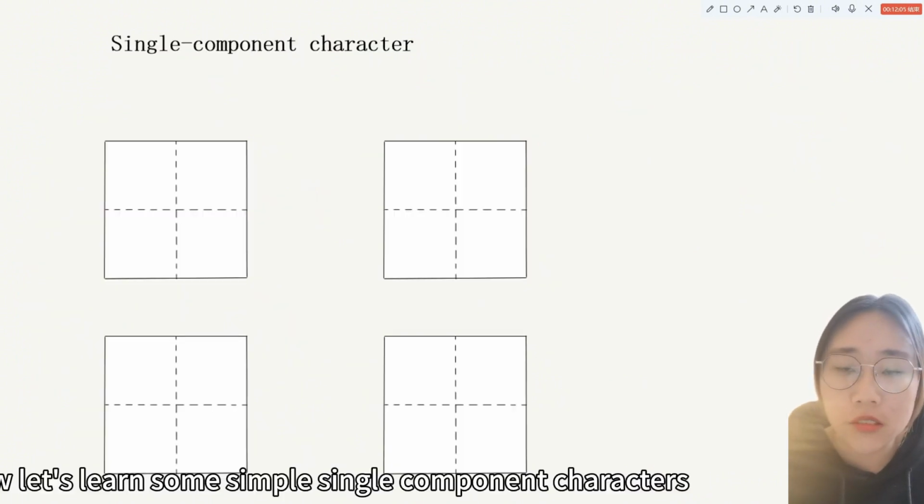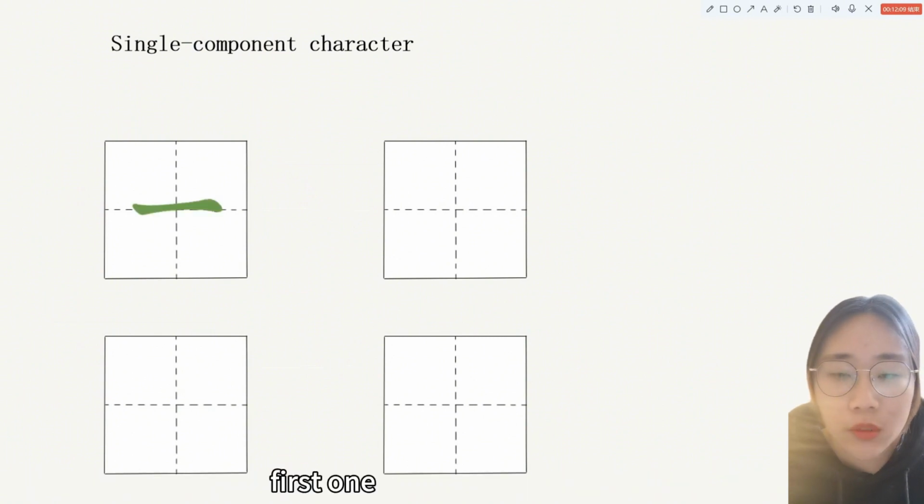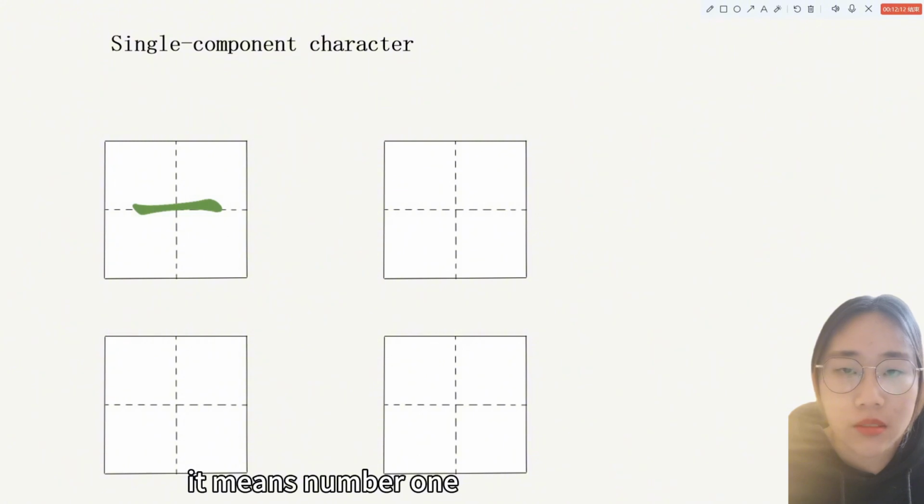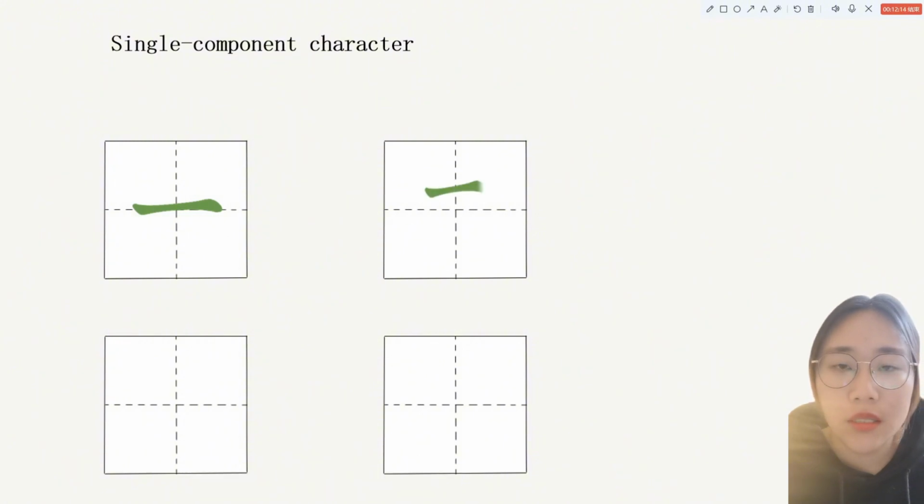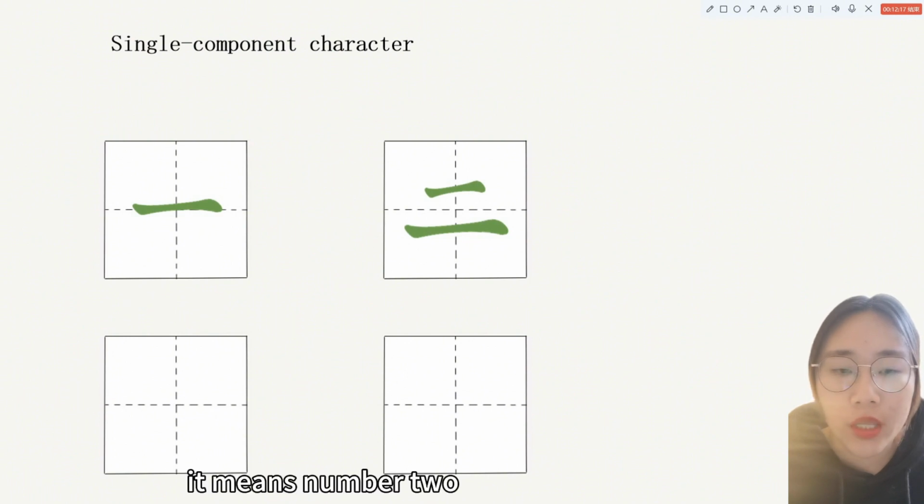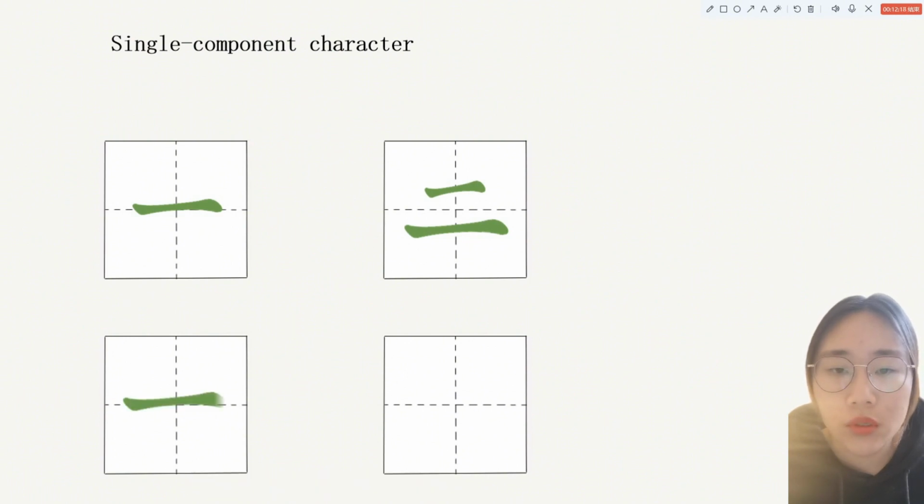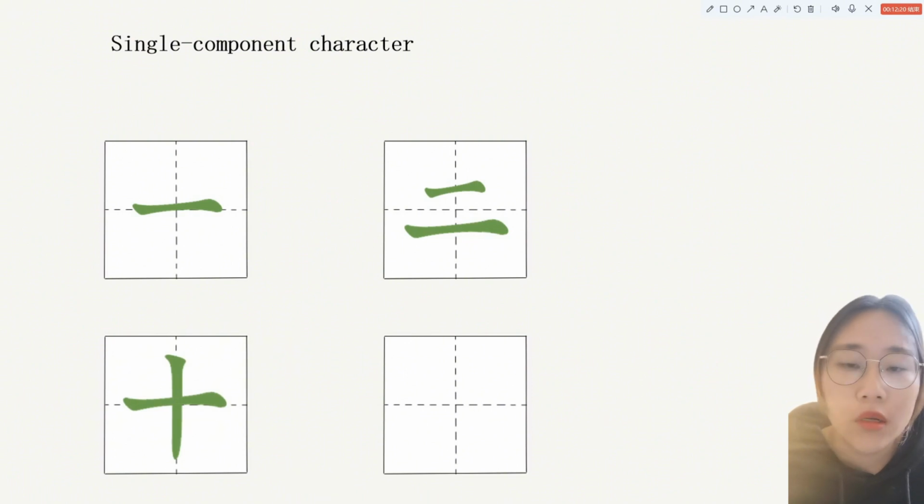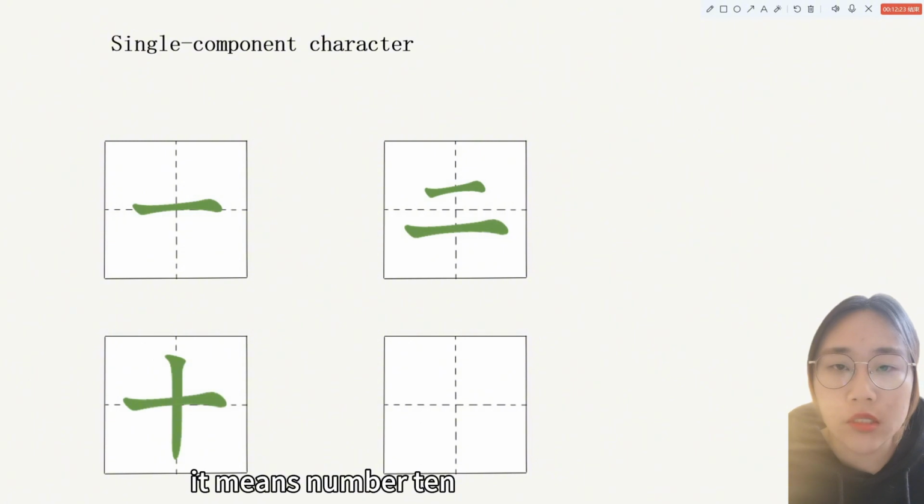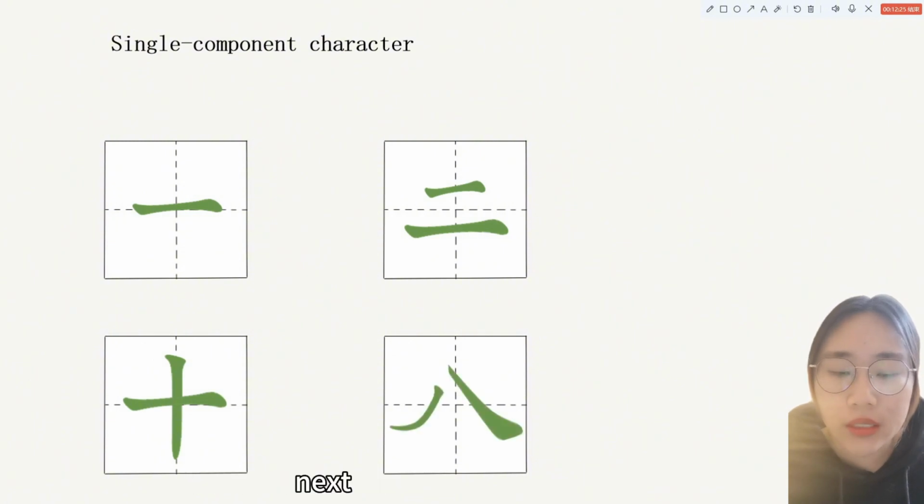Now, let's learn some simple single component characters. First one, 一. 一. It means number 1. Next, 二. 二. It means number 2. Next, 十. 十. It means number 10. Next, 八. 八. It means number 8.